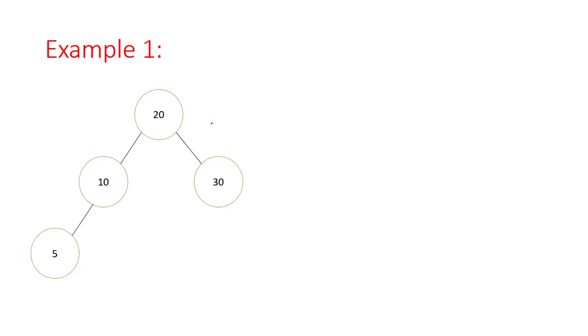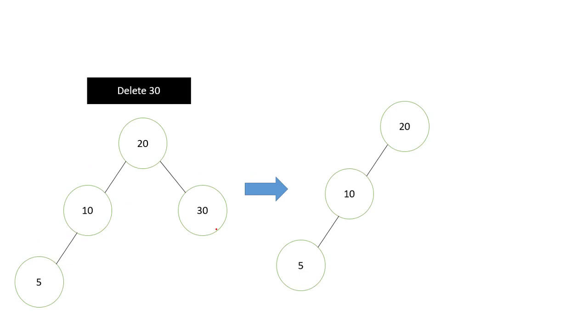I have an AVL tree like this and 20 is the root node here. 10 and 5 are under the left subtree and 30 is under the right subtree. In the L imbalance or L rotations, we are going to delete an element on the right side only. Now I want to delete 30 here. Let's see what happens. If I delete 30, the tree will become like this.